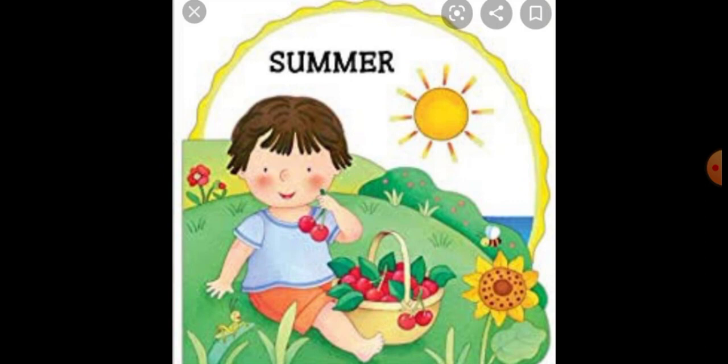During this season, the vertical rays of the sun fall over peninsular India, so the temperature increases from south to north. During the summer season, the temperature increases from which direction to which direction? South to north. Then the next one is the monsoon season or southwest monsoon season.